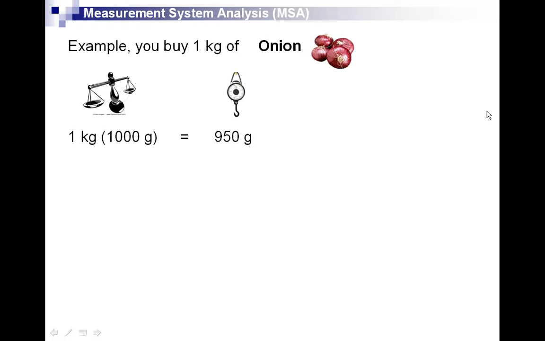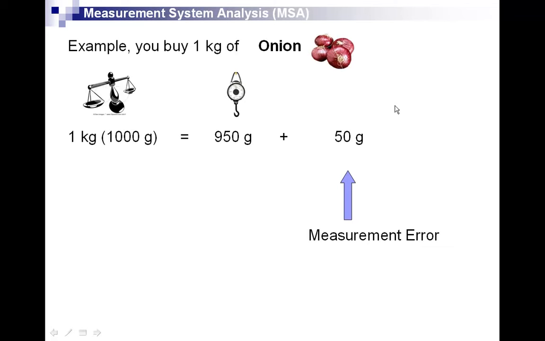Now you realize that the seller has given you 50 grams less quantity of onion. In Six Sigma, this difference is called measurement error. The problem might have been with the weighing machine that the seller has, or by mistake the seller has given you a lesser quantity of onion.